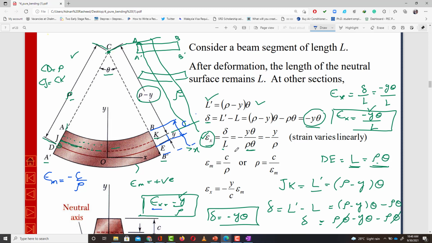Clear? So you have understood that this is the maximum strain epsilon m, that is equal to C over rho. Or if you want to find the rho, the radius of curvature, we can have the formula C over maximum strain. Clear? Now again, if you put the value of, okay, let me write it again over here.